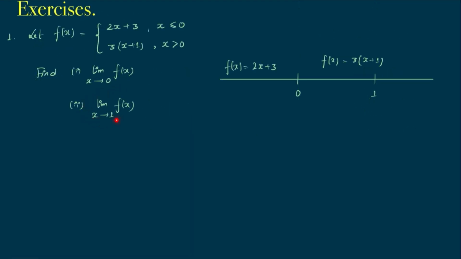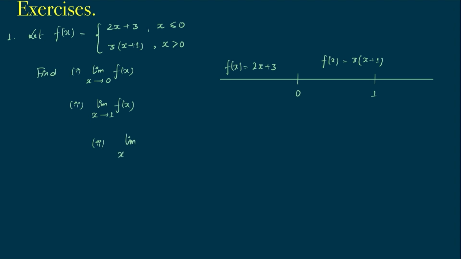Next, we have question number 2, where x is approaching 1 and we have to find the limiting value. Since 1 is here, did you notice that if we approach 1 from the left hand side, or if we approach 1 from the right hand side, both times the value of the function will be this only. So if we approach 1 from left or right, the function will be the same. So for number 2, the left hand limit.